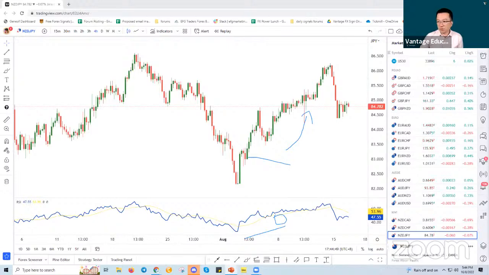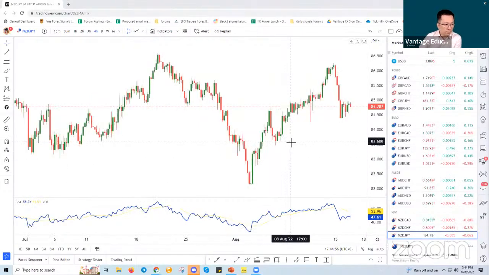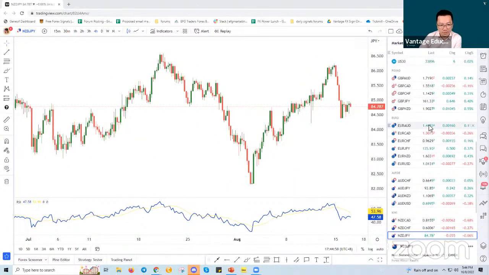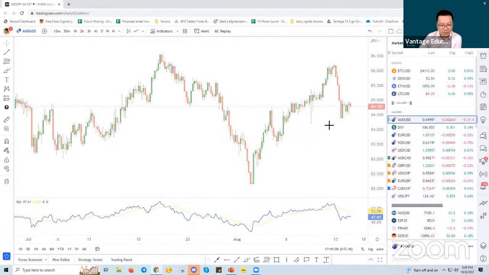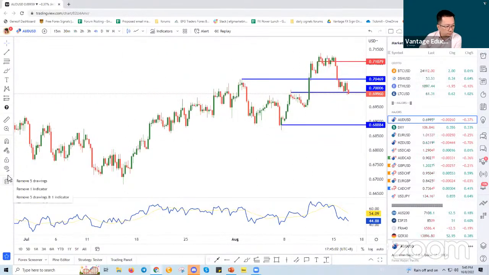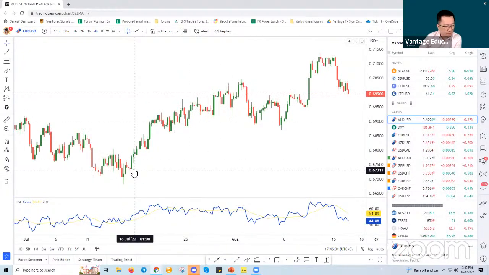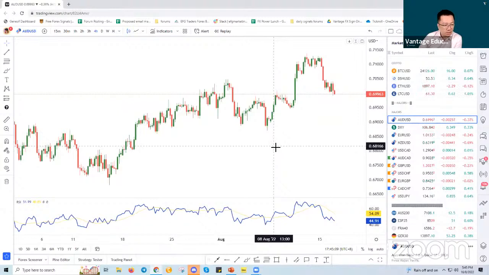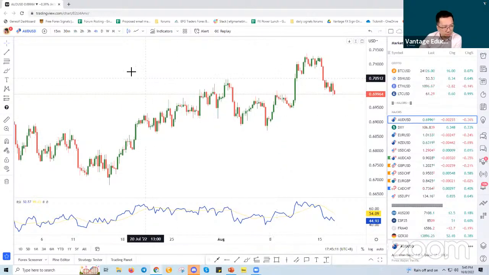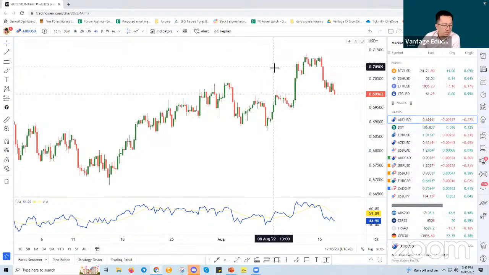What I want to do now is look into some possible examples that we might have. So let's go through some of the majors, and keep it a bit simple. We're just going to use the RSI, on an H4 time frame. This is the Aussie dollar. We might or might not find some examples, so let's have a look.